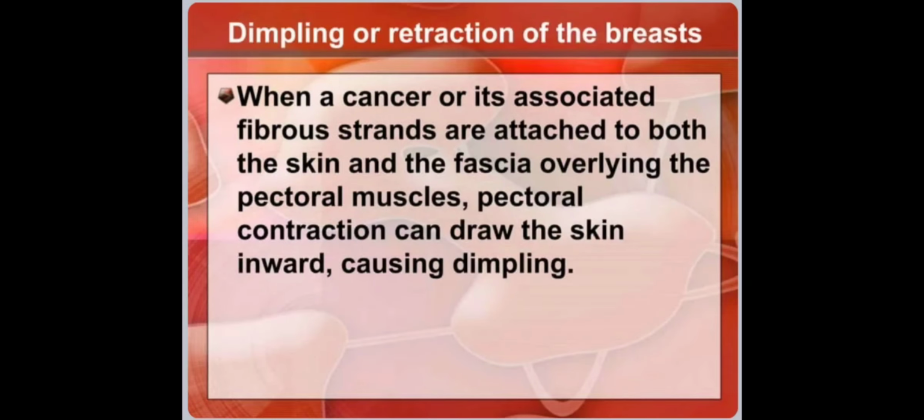So, yan po yung sinasabi kong arms over the head. Doon nyo po din makikita kung sabay po na tumataas din yung suso and then symmetric yung kanyang movement. When a cancer, kung meron pong dimpling or retraction ng ating breast, when a cancer or its associated fibrous strands are attached to both the skin and the fascia overlying the pectoral muscles, the pectoral contraction can draw the skin inward, causing dimpling. Kaya po, dimpling po or retracting of the breast may suggest po talaga na merong cancer. Again, suggestion po.